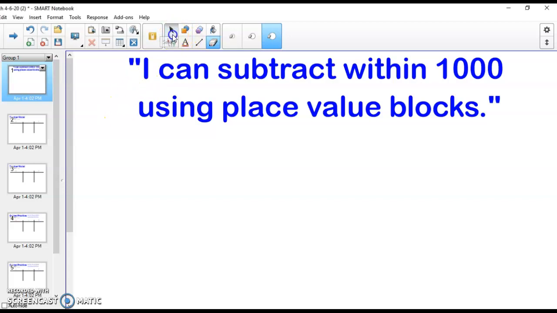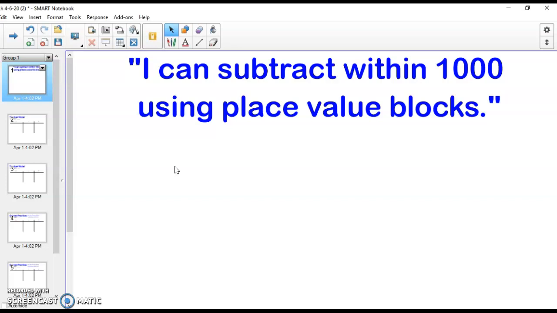Good afternoon, class. Today we are going to learn how to subtract within 1,000 using place value blocks. So we will learn how to do 3-digit subtraction. I'm going to start off by showing you how to do two problems.